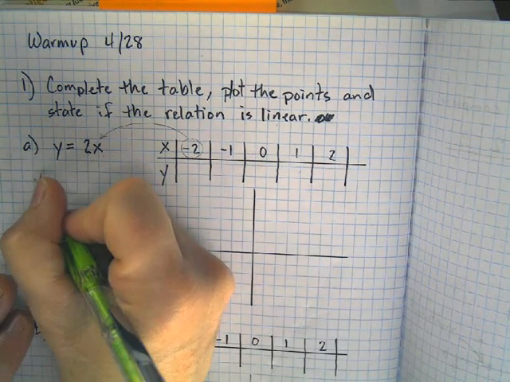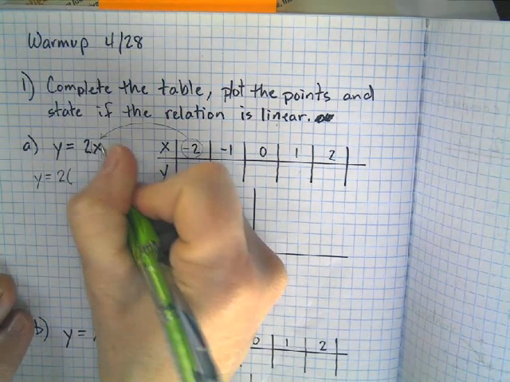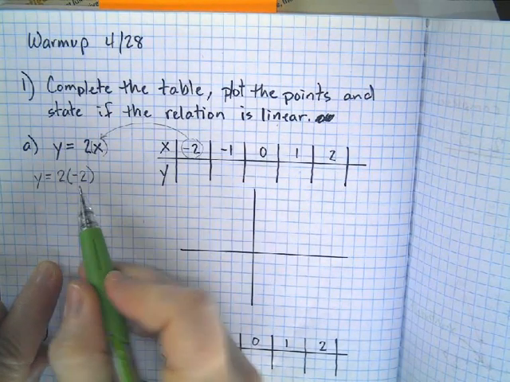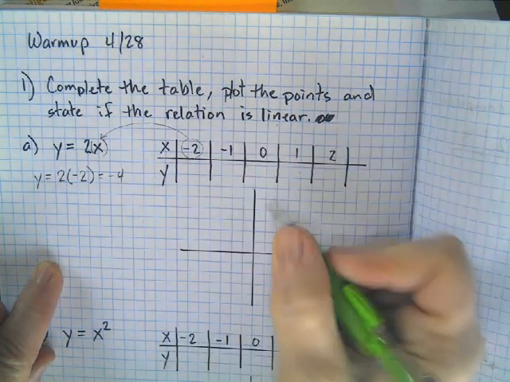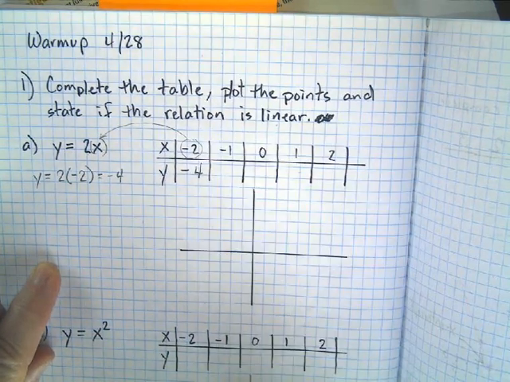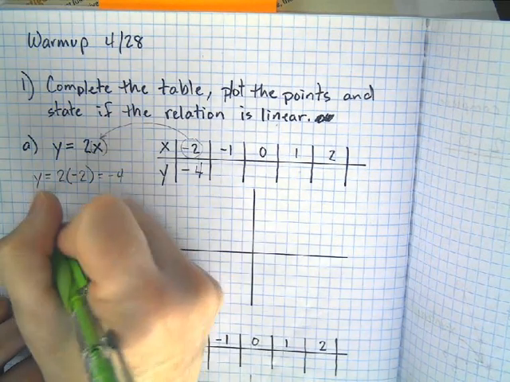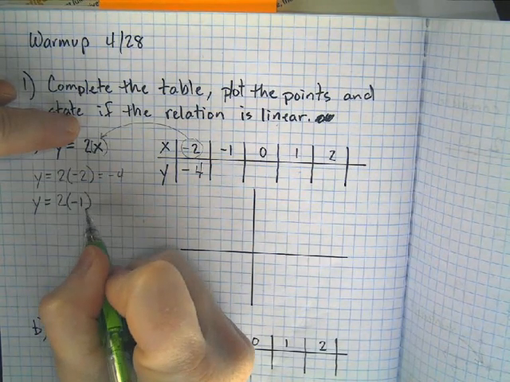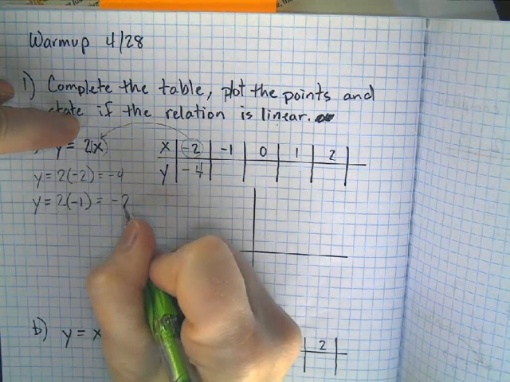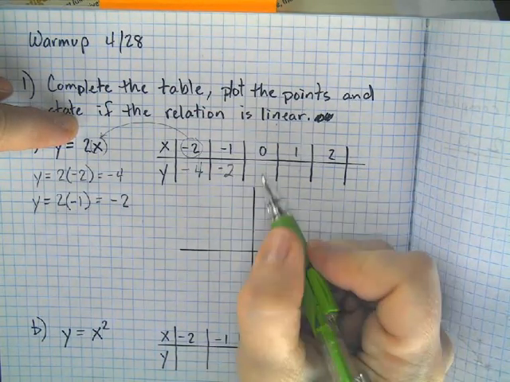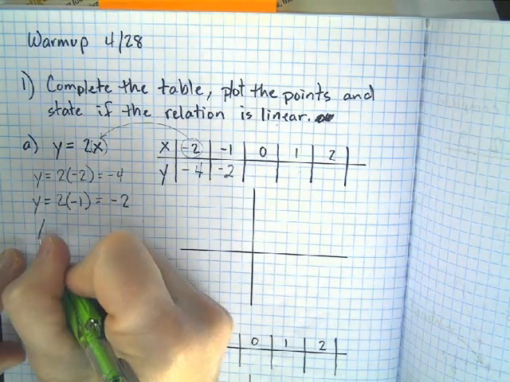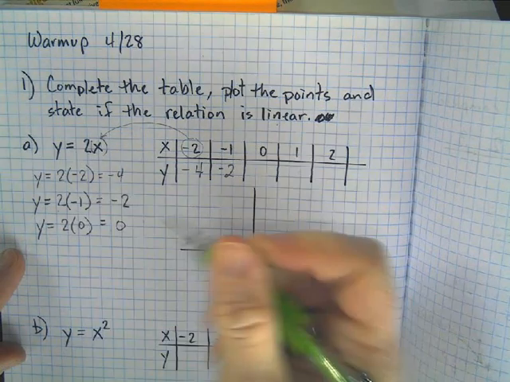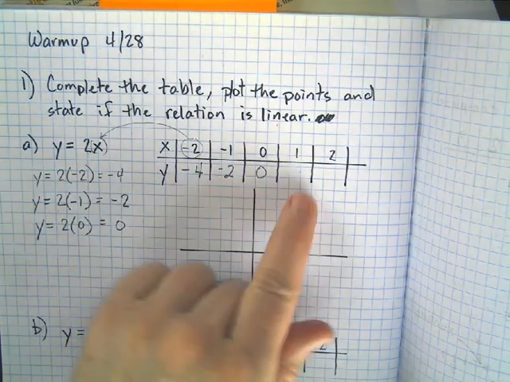My first one, y equals 2, parentheses, and for the x, I'm going to change it to -2. So 2 times -2 is -4. So this one would be -4. Okay, next one, x is -1. So I'm going to set it up, y equals 2, parentheses, -1. 2 times -1 is -2. So put my -2 there. Next one is 0. So y equals 2 times 0 equals 0. So that one's 0.